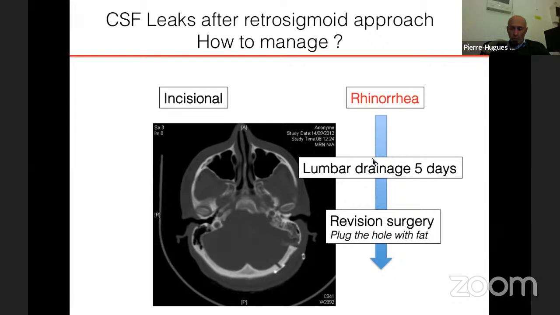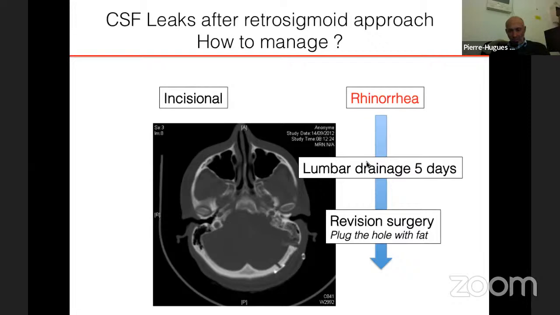It's useless. Even if you offer Diamox to the patients, acetazolamide plus the lumbar puncture, usually it doesn't work. We did that in the past. Nowadays, we go straight ahead to lumbar drainage during 5 days. The patient is kept bedridden, and we can control the CSF rate of drainage. In 50% of cases, it's enough. But in 50% of cases, it doesn't work, and you need to go for a revision surgery.